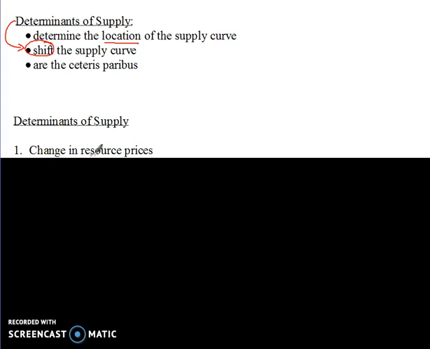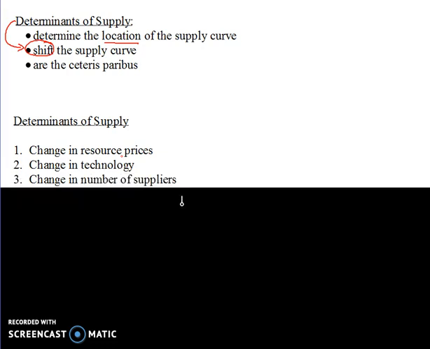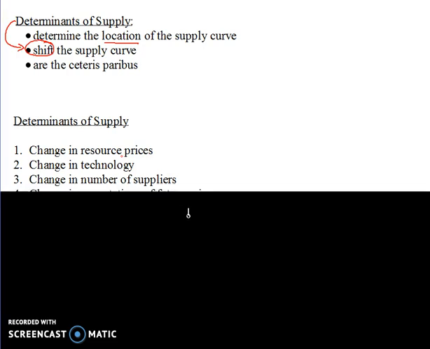They are changes in resource prices. We know what resources are. We remember that. They are land, labor, capital, and entrepreneurial skills. So those are the inputs that we use to produce to supply goods and services. Change in technology used to produce the good or service. Change in the number of suppliers. So are there more grocery stores opening up, or are grocery stores closing? That would change the number of suppliers.